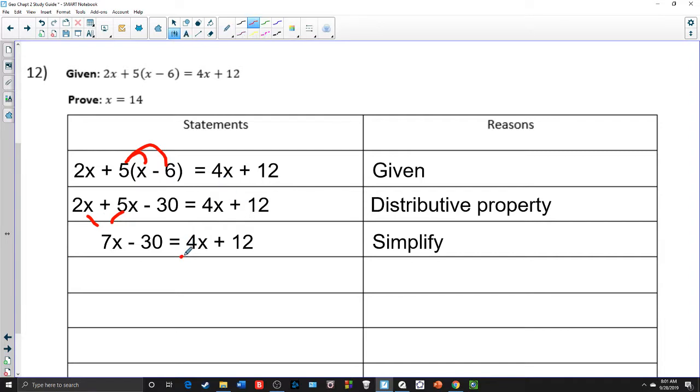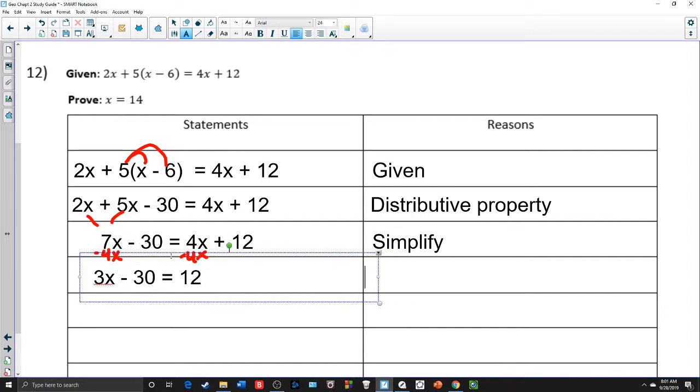Then next, I would actually subtract 4x from both sides. So I like to move my x first rather than my non-x, but it's up to you. Make sure you don't move them both because, again, you want to make sure that you do one step at a time, not too many at once. So you subtract 4x from both sides, and you get 3x minus 30 is equal to 12, and that is by subtraction, POE.